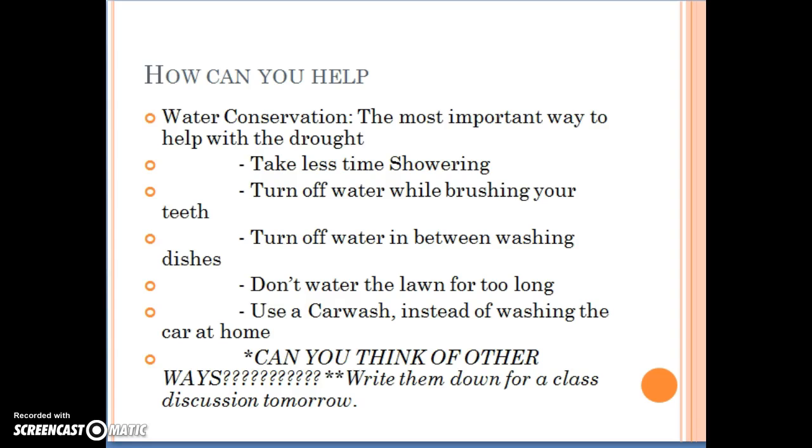The same thing with washing the dishes. While you're soaping the dishes, turn off the water. Don't water the lawn for too long. Use a car wash instead of washing the car at home. And this is my big question for you guys, which I want you to write down, and we'll have a class discussion about it. Can you think of other ways that we can help conserve water? So go ahead and write those down, and we'll share them tomorrow in class.